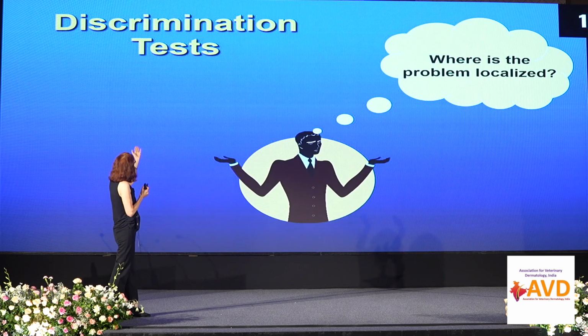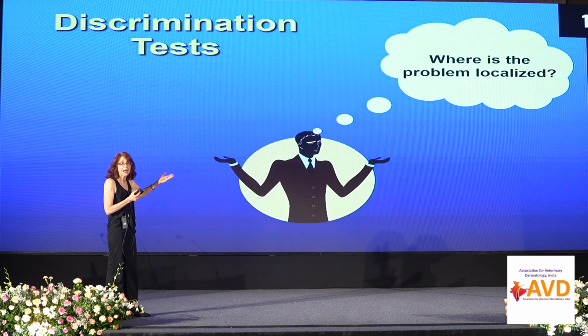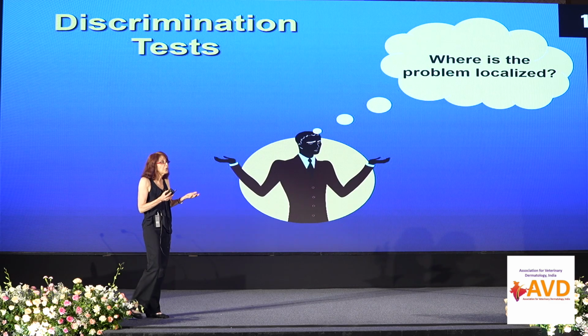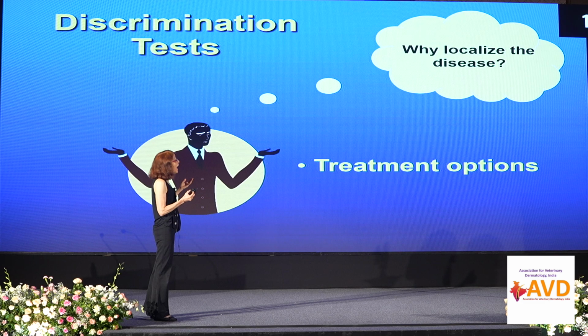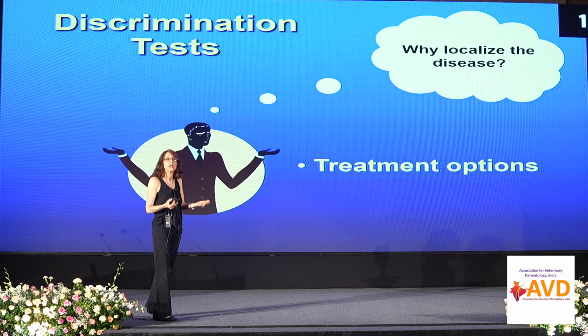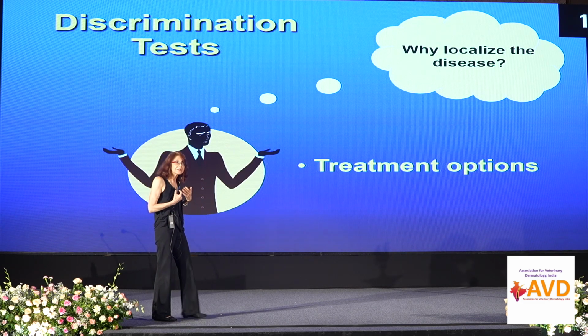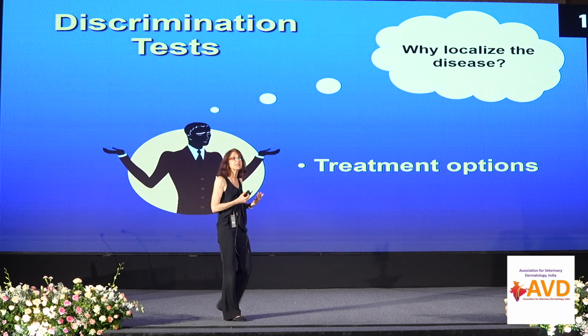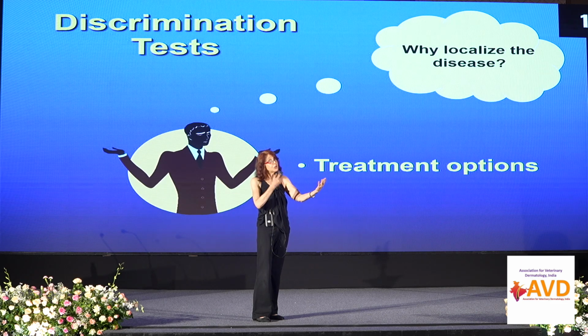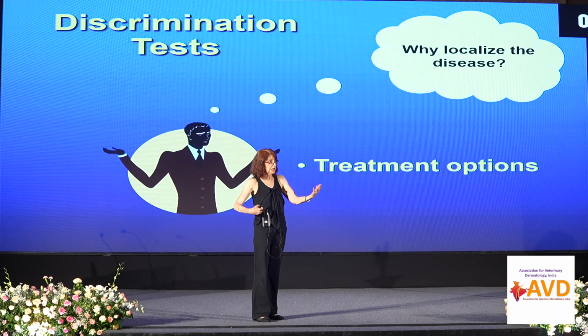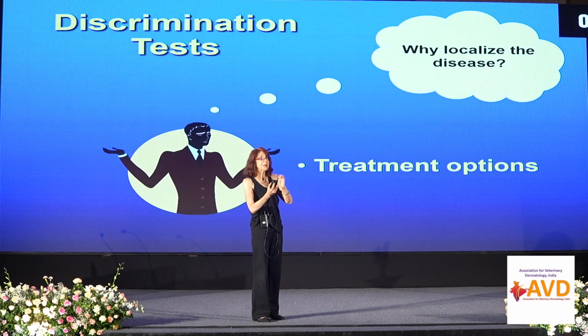Now, discriminating test to localize. Is this important? Some people don't localize. I argue that it is. Why? To talk to the client about the treatment options. Yes, nowadays we have medications that you can use definitely for the pituitary, but also you can use that medication to treat the adrenal tumor. It's harder to get a good outcome with that same medication.